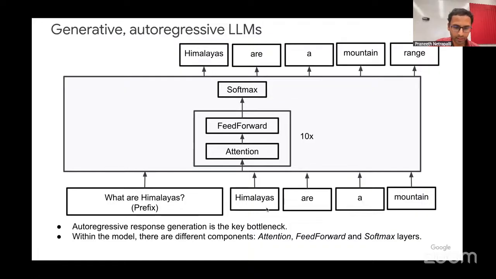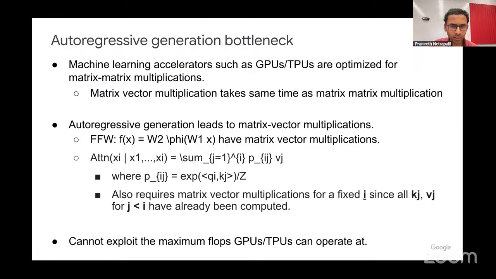And there are different components within this model, like attention, feedforward, and softmax layers, and we want to be able to speed up all of them. So why is this autoregressive generation a bottleneck? Because machine learning accelerators, meaning GPUs and TPUs, are optimized for very efficient matrix multiplications. Even if you do matrix vector multiplications, which require a much lower number of flops, it still takes the same amount of time as a matrix multiplication.